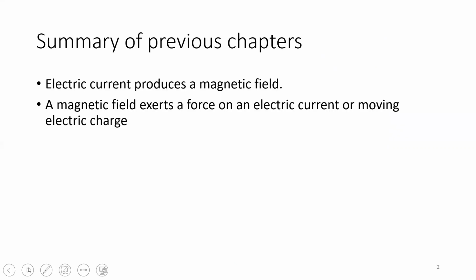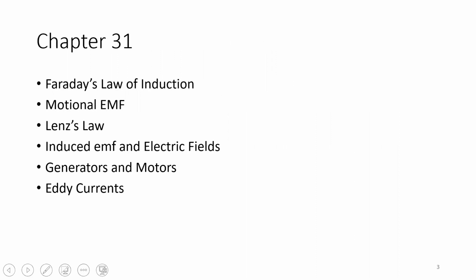Just to summarize where we are so far, in the previous two chapters we saw two different things. First, that an electric current produces a magnetic field, and second, that an external magnetic field will exert a force on an electric current or a moving electric charge. So here we're talking about two different things: the field that's produced by the current, and an external field that would cause a force on an electric current or moving electric charge. Starting from that point, we're going to look at something called Faraday's law of induction.